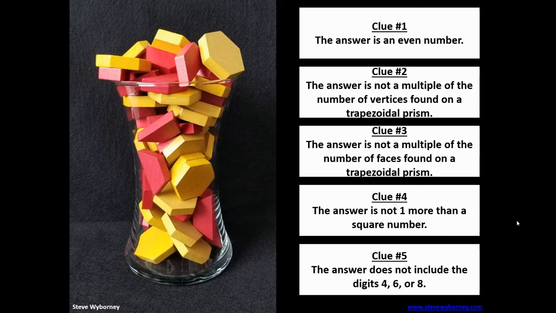The answer does not include the digits 4, 6, or 8. Oh man, I just lost my second estimate. Did you? Okay, so it takes out all the 40s. Okay, it also takes out 54, 56, 58. So in the 50s, we only have 50 and 52 available. So if you have 50 or 52, actually 50 is out. 52 is alive.